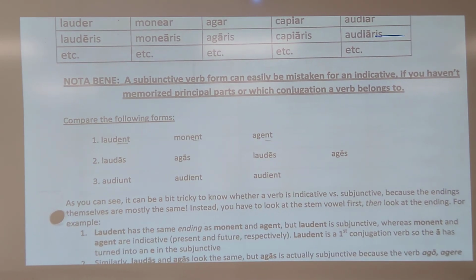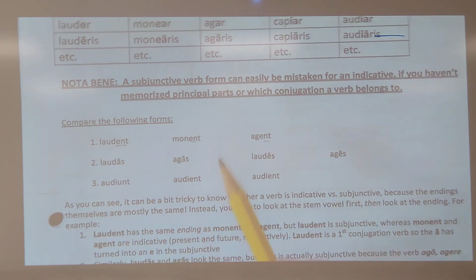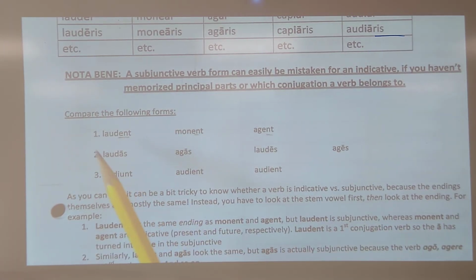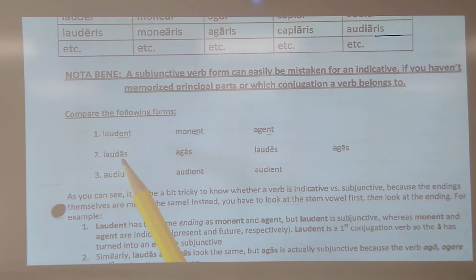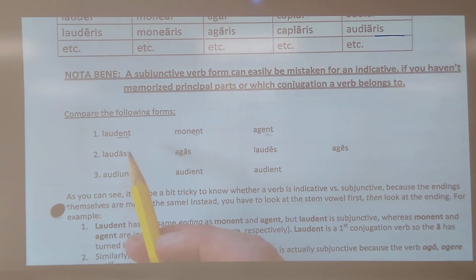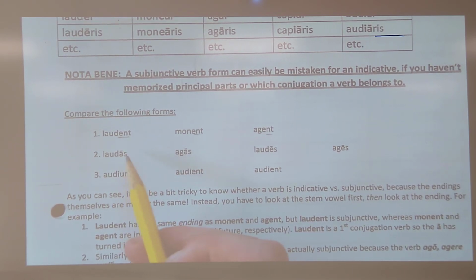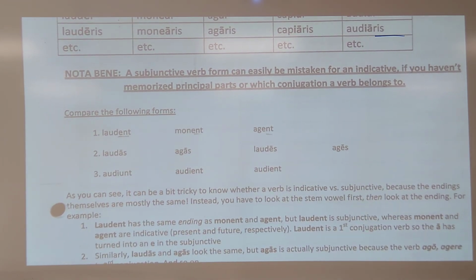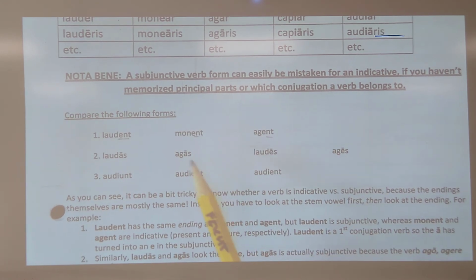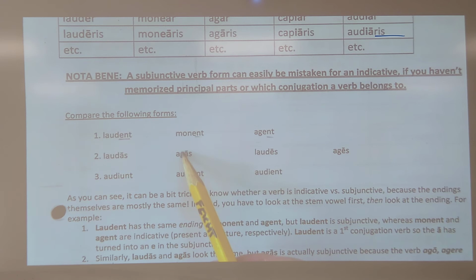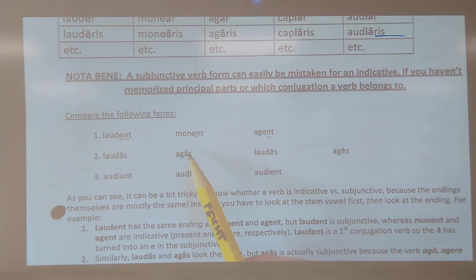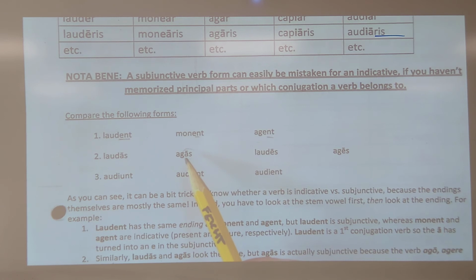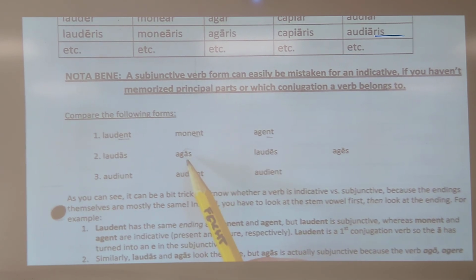So you're not going to know that unless you memorize it, okay? But you need to know that to know what the stem vowel is, okay? Look at the second one here. Laudas. Well, laudo, laudare, laudavi, laudatum. You know, -s, -t, stem vowel stays the same. This is a regular old indicative. Whereas, you know, something like ago, agere, if you have agas, well, that short E became an A, right? She wears a giant tiara. Well, this is subjunctive, okay?